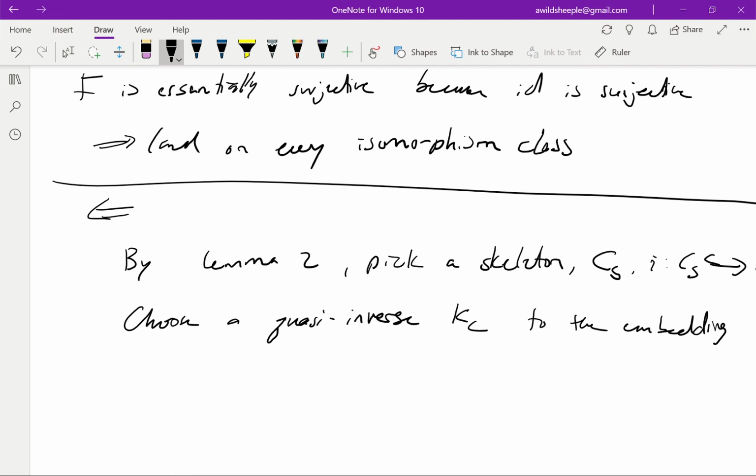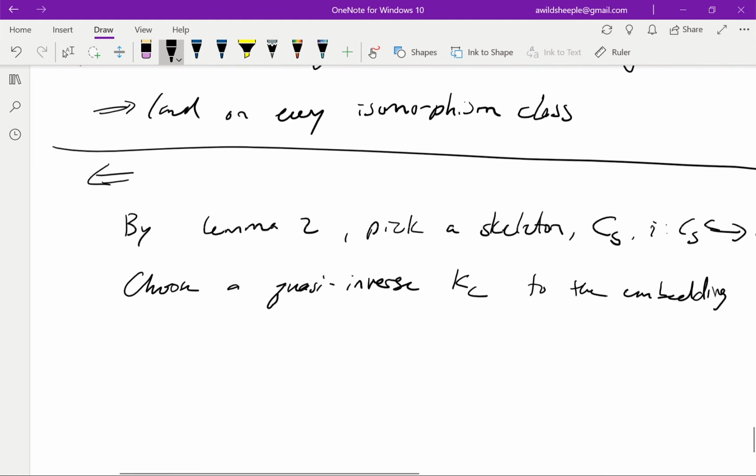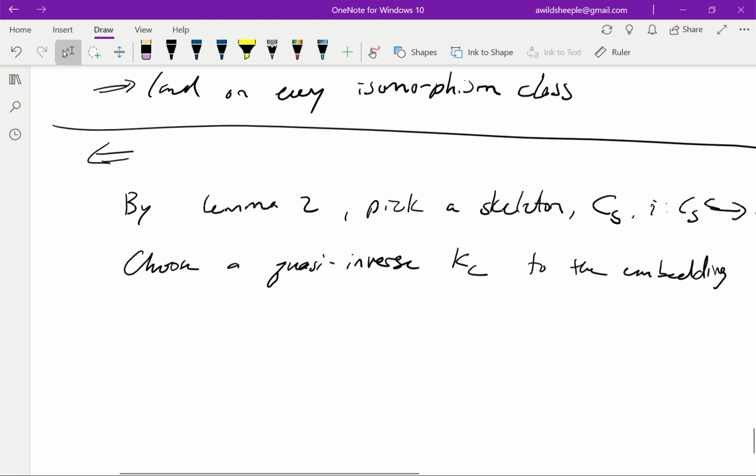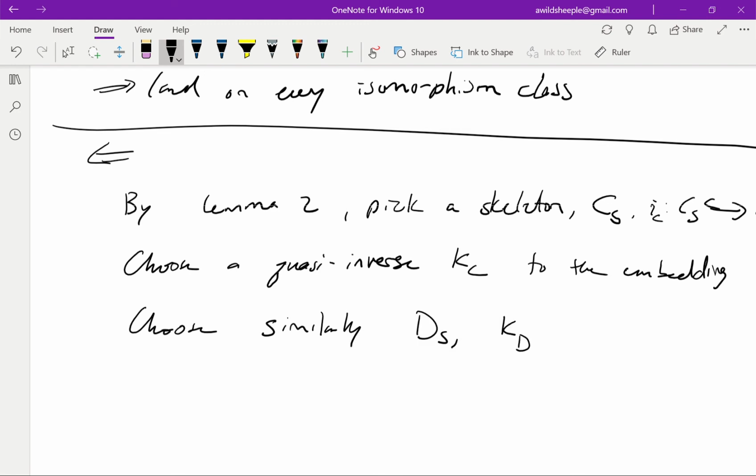And now we'll have to have ourselves a think about D, and we do the same thing. Should I call this J, or do I want to label this IC? Let's call this IC. And now let's choose a skeleton of D, and a quasi-inverse. Okay, so we make all our choices.